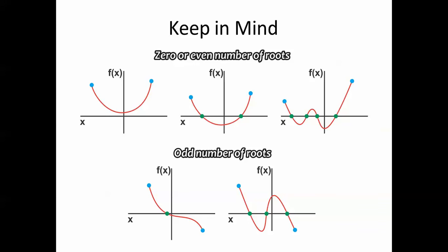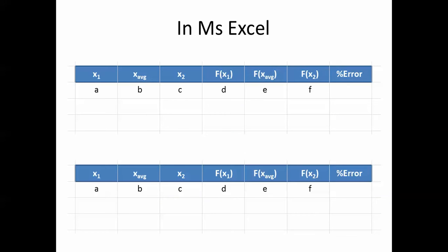I'll show you that in the Excel sheet when we start. But just as something that you have to keep in mind while working in Microsoft Excel, let's say we will set up our Excel sheet like this. You will have a column for x1 and x2, and you calculate the average based on x1 and x2, and you calculate f of x1, f of x average, and f of x2, and then you calculate the error.